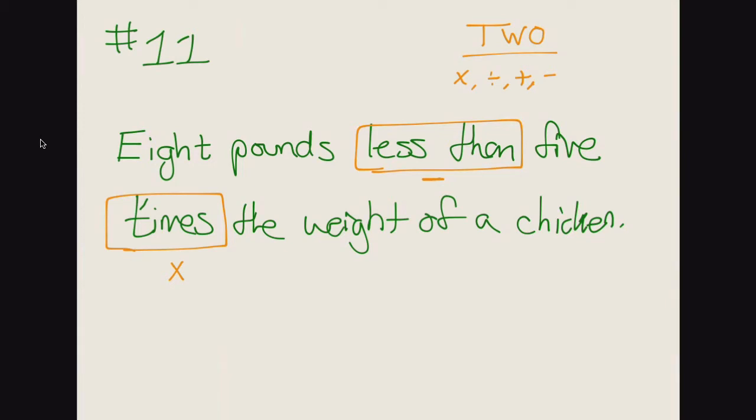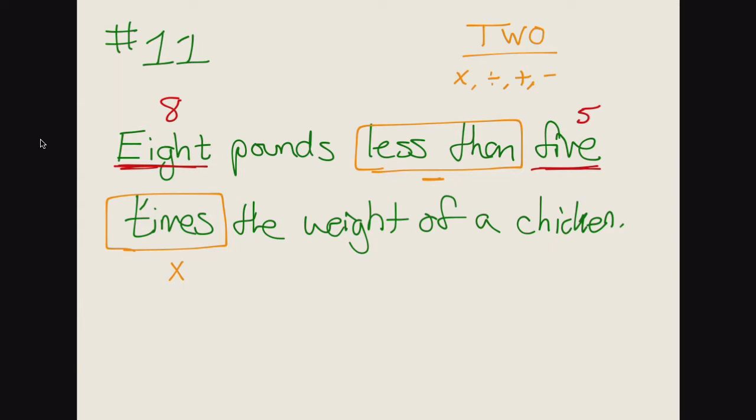Okay? So 8 pounds less than 5 times the weight of a chicken. Okay, so we've already identified two of the operations. Now we just have to figure out how it all comes together. You should also try to start looking at which numbers am I working with? Well, I'm working with the number 8. I'm working also with the number 5. Okay. So 8 pounds less than 5 times the weight of a chicken.